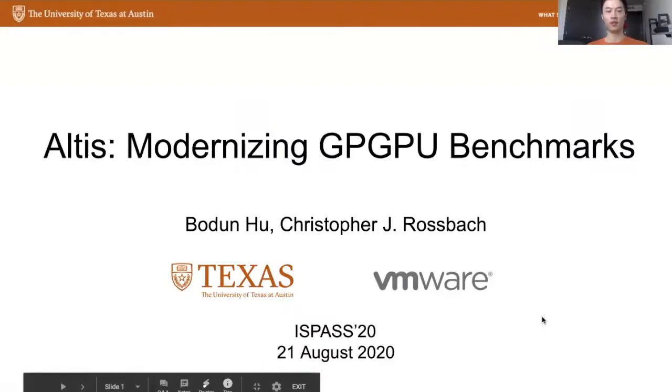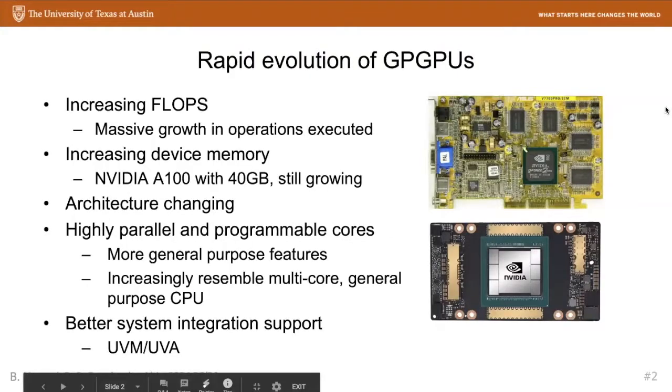Today, I'm presenting research done at UT Austin on modernizing GPGPU benchmarks. Today, the computing power of GPGPUs is growing rapidly. Every new release is able to perform more flops than previous generations. We also observe a trend of growing on-device memory size. For example, the newest NVIDIA A100 has 40 gigabytes of memory, which is a big leap from previous generations.